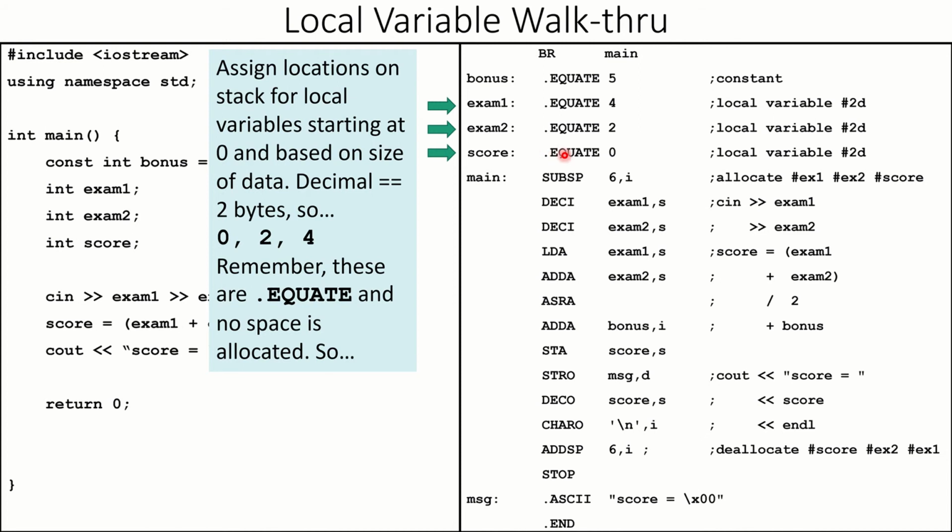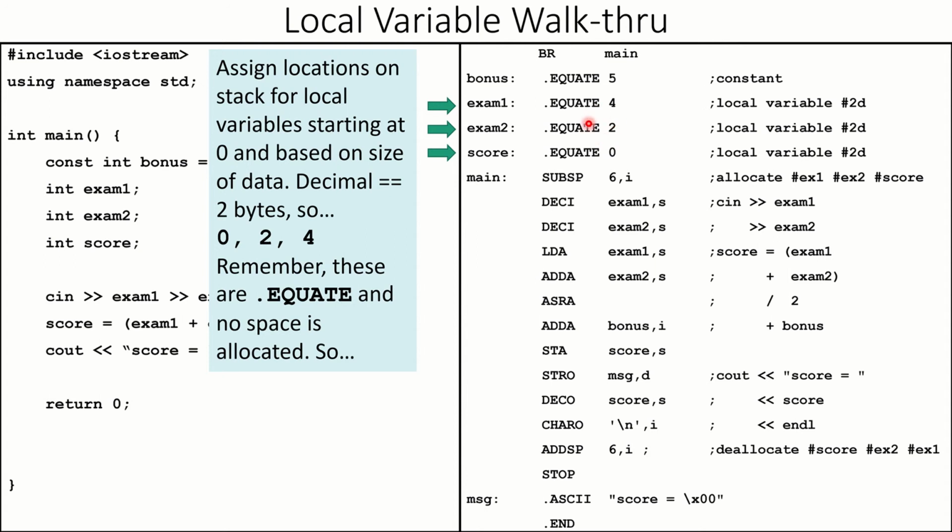Since we're storing integers, we need to allocate 2 bytes for each. So the second variable is going to be stored at offset 2 on the stack, and the third one is going to be at offset 4. If we were looking at these on the stack, we'd see score, then 2 bytes above it we'd see exam2, then 2 bytes above that we'd see exam1. And keep in mind, this bonus up here is totally independent of that. That bonus is its own separate equate statement for a constant that has nothing to do with the stack.